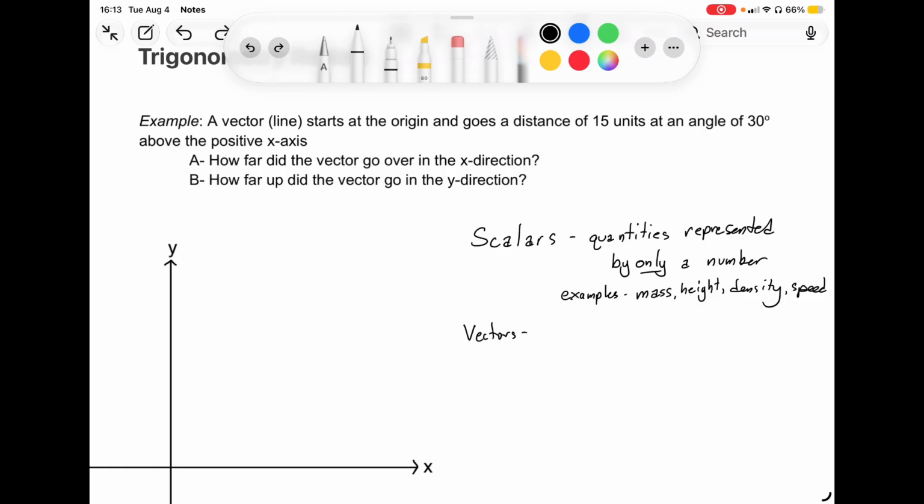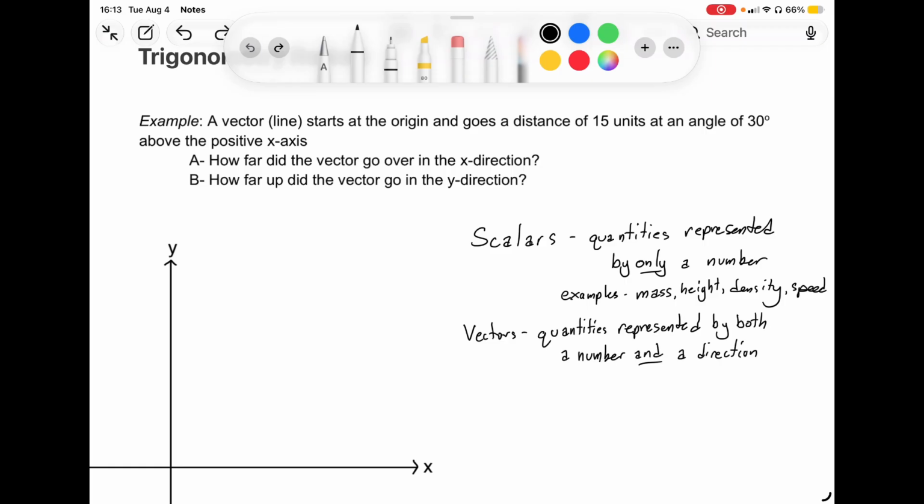Your density doesn't have any direction. Speed doesn't have any direction. So all of those physical quantities are examples of scalars. So things can be represented by a number alone. And of course, in physics, we would also use a unit to help represent those numbers. That is different from a vector.